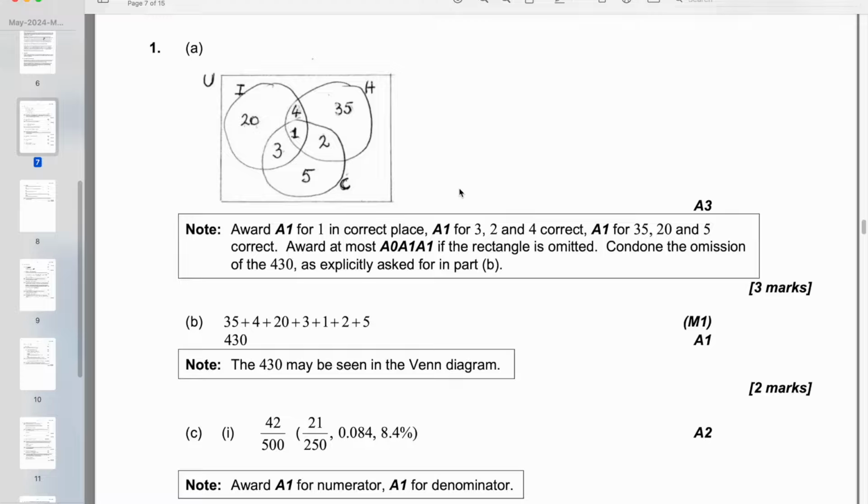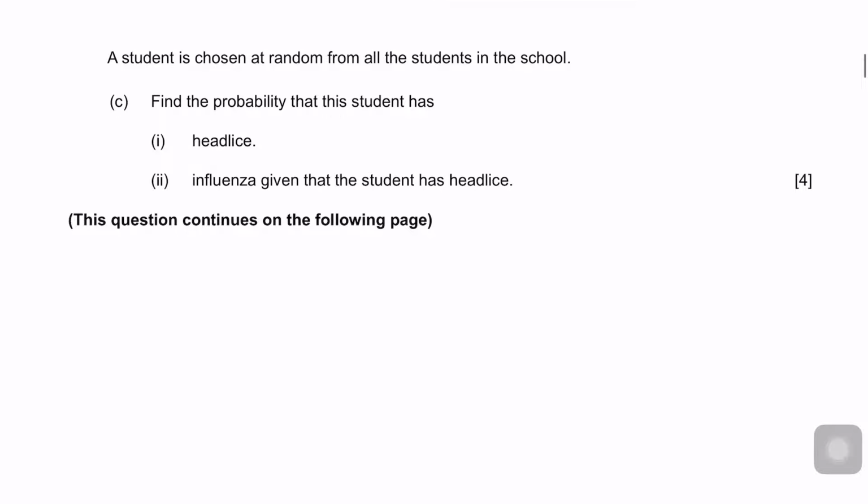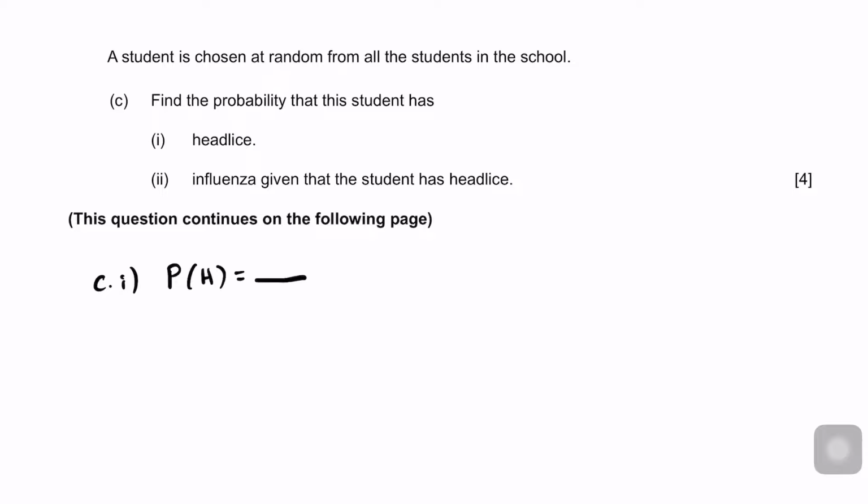All right, let's continue on. A student is chosen at random from all the students in the school. Find the probability that this student has head lice. So this is C1. This is the probability of head lice. Remember, for a single event like this, it is number of desired outcomes over total number of outcomes. In this case, there are 500 individuals in the school.